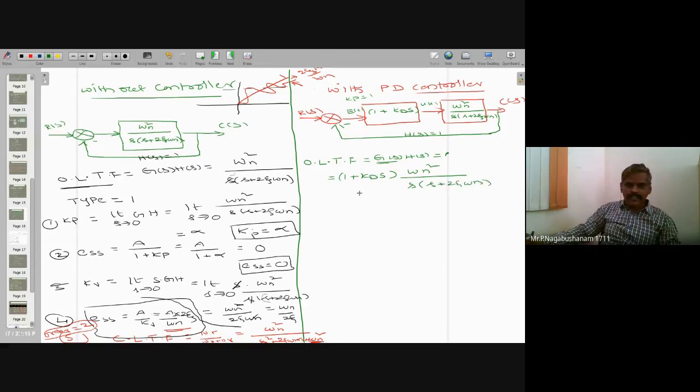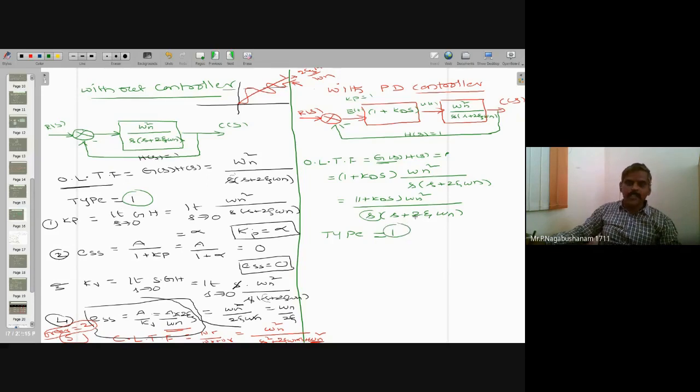Now, what is the type number? If you multiply this, you will get 1 plus Kd into S, omega n square divided by S into S plus 2 zeta omega n. Type number 1. Check it out: the number of poles at the origin, there won't be any change. Even though you are introducing a PD controller in the forward path, its type number is not changing. It is type number 1, and it was also 1 before. There is no change in type number.